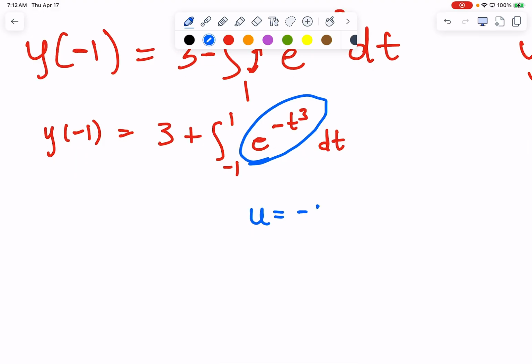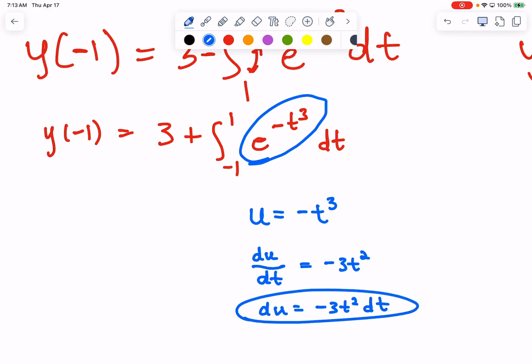All right, negative t to the third. We're going to let u be the inside of the most complicated part. Then what you did, and I'll explain this today, is you go to du dt. You do the derivative of each side. That'll give you negative 3t squared. And then you multiply both sides by dt to separate the variables. So you get du is equal to negative 3t squared dt. So this is your u substitution part.